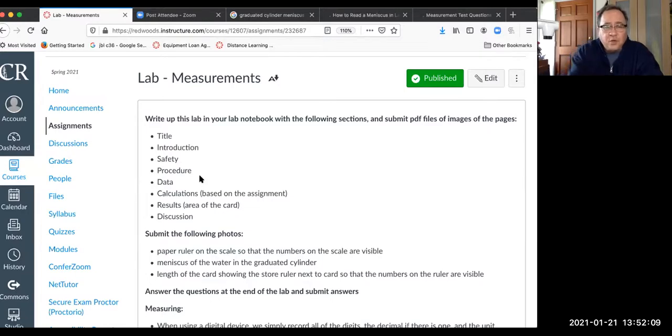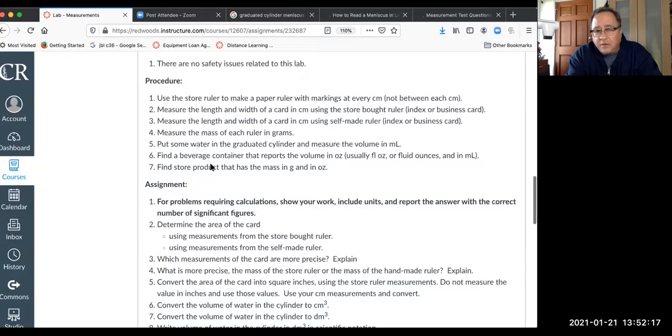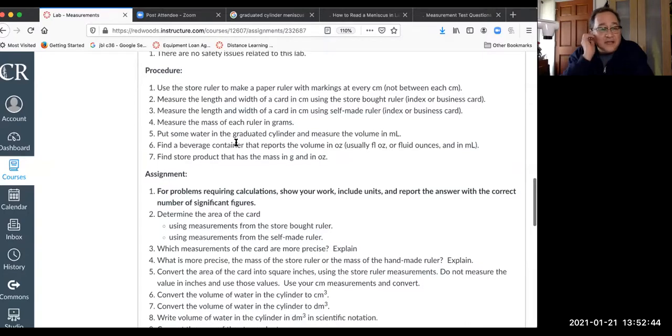What is our procedure? Well, if we scroll down, we can see that we're going to have to do the following. You're going to have to take your store ruler and make a paper ruler. You want to take an index card and measure the length and the width with the store ruler. Measure the length and the width with your paper ruler. And finally, next you want to measure each ruler in grams.